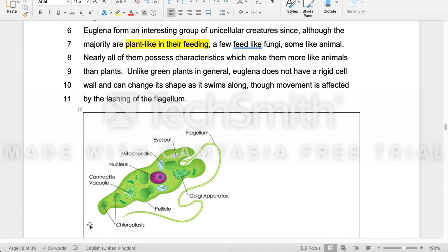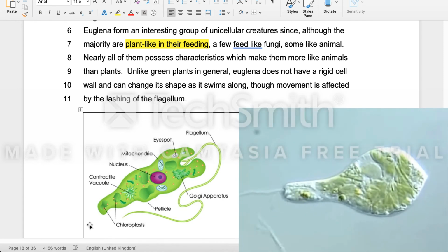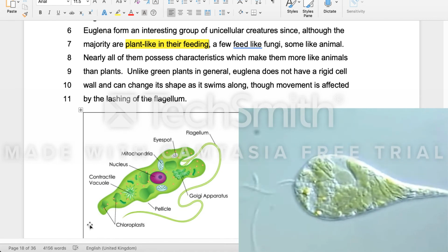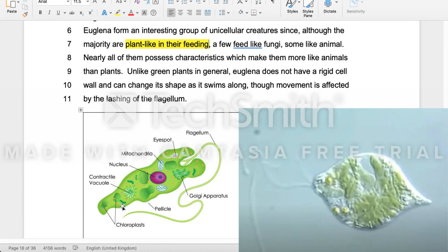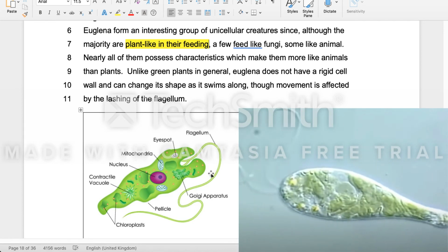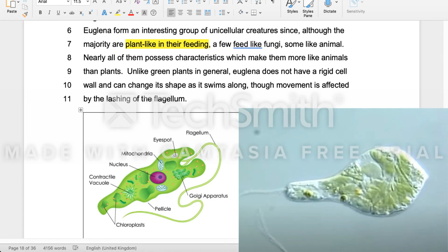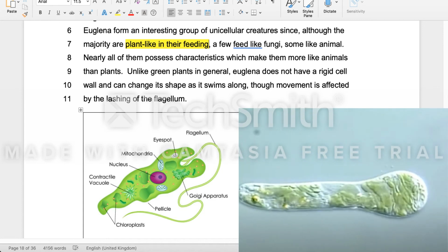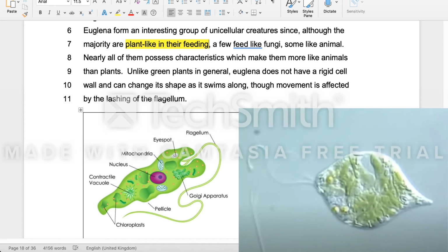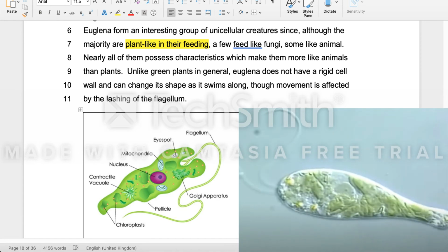But that being said, they do have a lot of other traits that allow them to feed like animals. Nearly all of them possess characteristics which make them more like animals than plants. Unlike green plants in general, euglena does not have a rigid cell wall and can change its shape as it swims along, though movement is effected by lashing of the flagellum. So again, here's that long tail called the flagellum, which whips around and allows them to move in different ways. But really the chloroplast is a dead giveaway, noting that euglena do feed like plants sometimes.